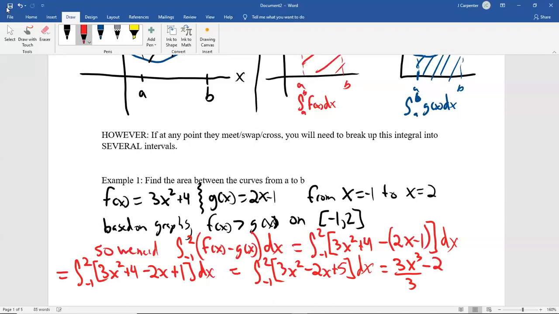Minus, leave the 2 alone. This exponent is originally a 1. Add to that and you get 2. So x squared, divide by the same number as the new exponent. Plus, that's a constant term, so its integral is a linear term, 5x. We do not need a plus c because we're doing the actual area.